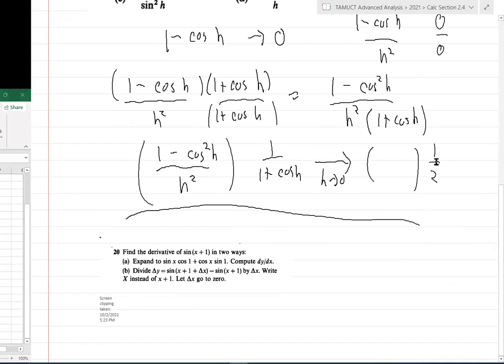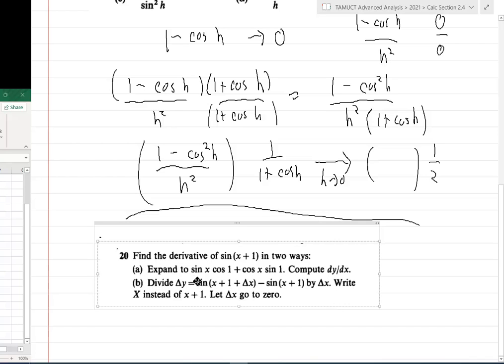All right. I may say a little thing about 20a, but let's focus on 20b. Let's find the derivative of sine of x plus 1 in two ways. And here he expands it for you. This is angle addition. Now when you compute the derivative, it's just the sum of the two derivatives. So that's an easy way to do it. Let's look at the next one also.